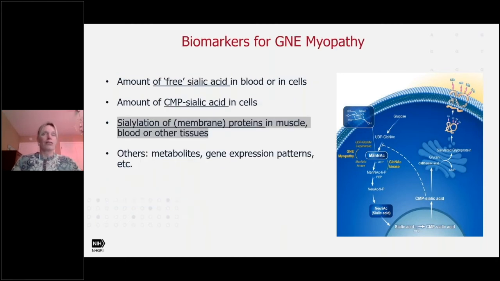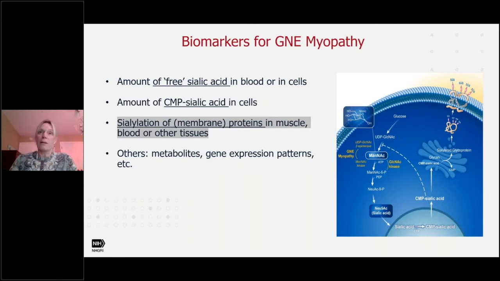Okay, then I get finally to the biomarkers. So what would be good biomarkers? We first looked at good biomarkers for the therapy that we were studying, ManNAc. For our therapy, the amount of free sialic acid is a very good biomarker. The amount of free sialic acid inside cells, but also the amount of free sialic acid in plasma.